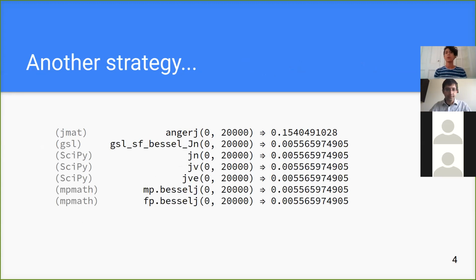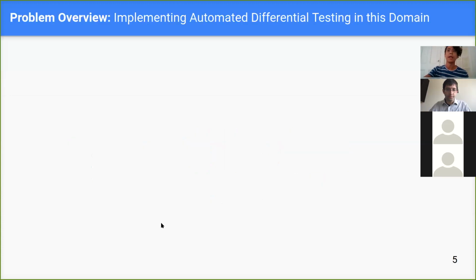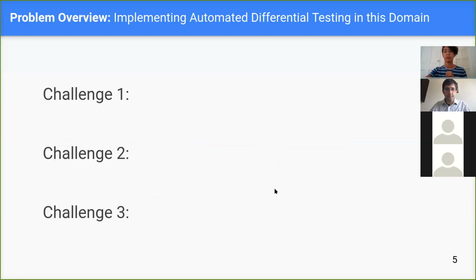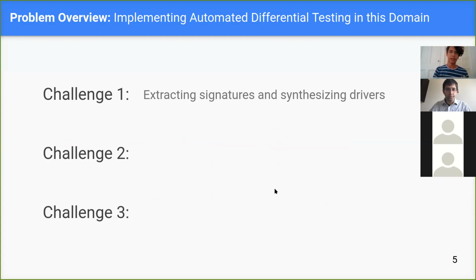So really what we're talking about here is differential testing, right? In the problem overview, what we're concerned with is implementing such differential testing in an automated manner and for numerical libraries. We've identified 3 challenges in doing so. The first is extracting signatures and synthesizing drivers. We want to extract signatures that are the target of our testing within our scope, and we want to synthesize drivers because we have to execute those functions.